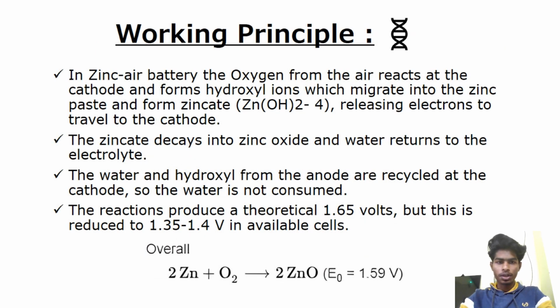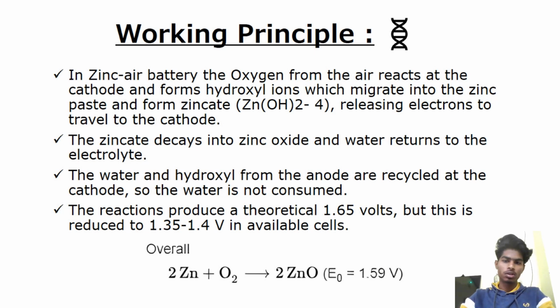Here we see the working principle of the zinc air battery. In zinc air battery, the oxygen from the air reacts at the cathode and forms hydroxyl ions, which migrate into the zinc paste and form zincate, releasing electrons to travel to the cathode.